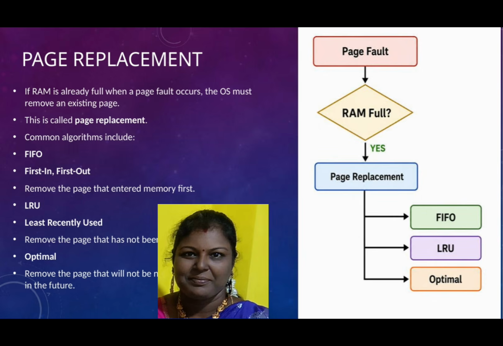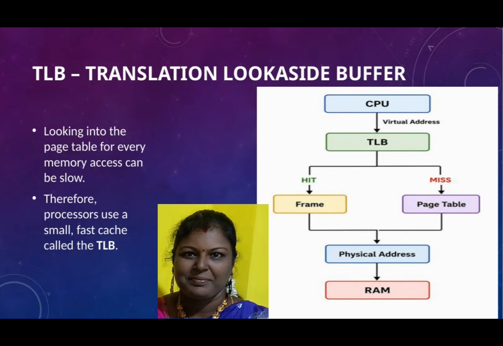Every time a program accesses memory, the processor needs to translate virtual addresses to physical ones. Doing this by checking the full page table each time would be too slow. That's why processors use a small, superfast cache called the TLB, the Translation Look-Aside Buffer. The TLB stores recent address translations, so the processor can skip the slow lookup and keep things moving quickly. It's a clever shortcut that speeds up memory access dramatically.